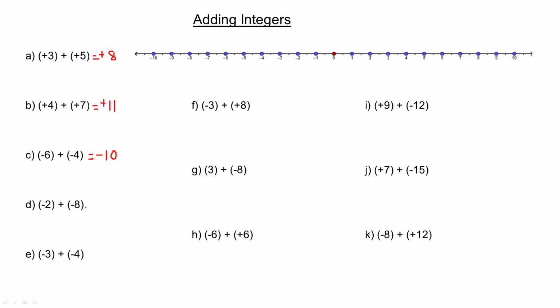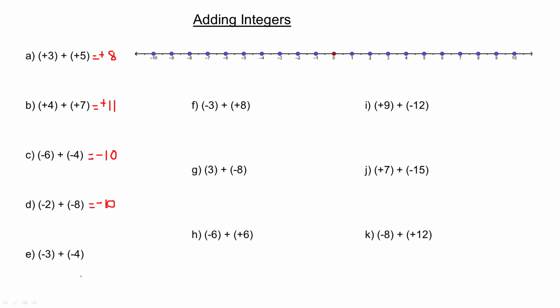So the next one is negative 2 plus negative 8. Negative 2 would be that. And then to add negative 8, which means we're going to the left 8 more. So 1, 2, 3, 4, 5, 6, 7, 8. So that would equal negative 10, just like the last one. You could think of this like a temperature scale. Like if you started and the temperature's at negative 2 and it goes down 8, it would then be at negative 10. So that's another example. Okay, let's erase this.